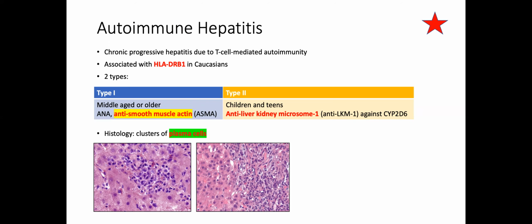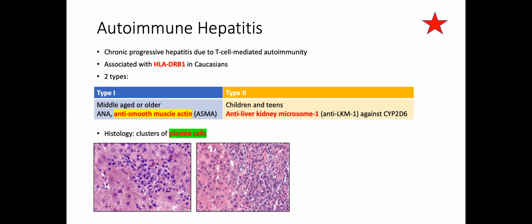Type 2 is going to be kids and teens. They're going to have anti-liver kidney microsome 1 that will be positive. So know the difference. If it's an older patient, they have type 1, anti-smooth muscle actin, versus type 2, anti-liver kidney microsome 1. Histology is going to be clusters of plasma cells.